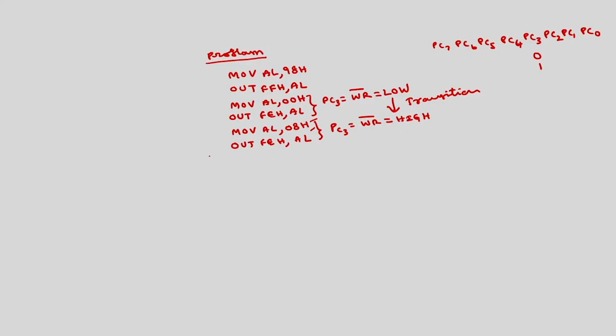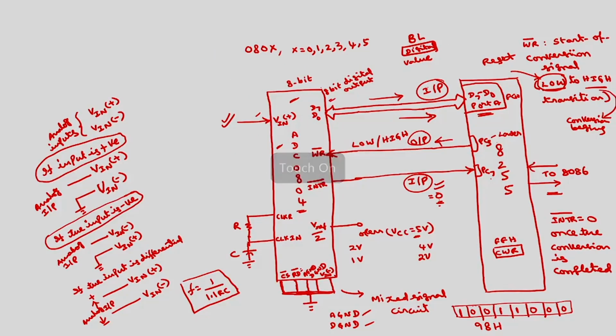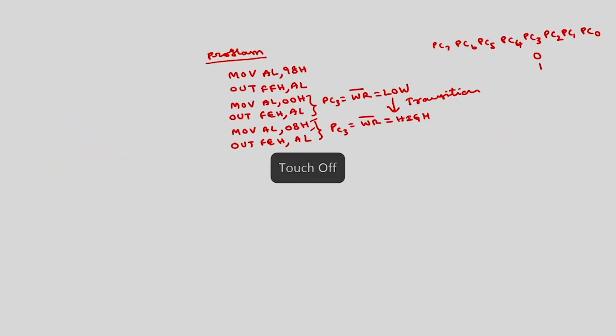I have to check whether the conversion is over or not. So, the end of conversion signal, which will act as an INTR signal, is connected to PC7. I have to check PC7. If PC7 is 0, conversion is over. If PC7 is 1, conversion is not yet over. So, I will input the contents of port C. So, the instruction will be in AL comma FEH.